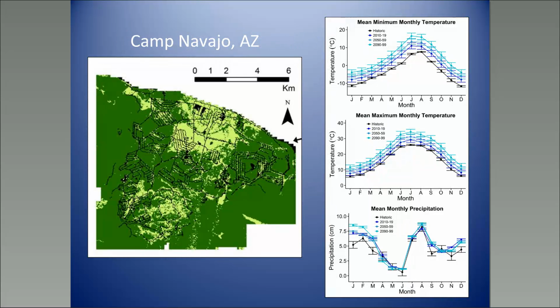So to evaluate the efficacy of restoration treatments under projected climate, I ran a series of simulations using an ensemble of projected climate data for early, mid, and late 21st century at Camp Navajo in northern Arizona. And so the early century period was projected climate data from 2010 to 2019, mid-century was 2050 to 2059, and late century was 2090 to 2099.